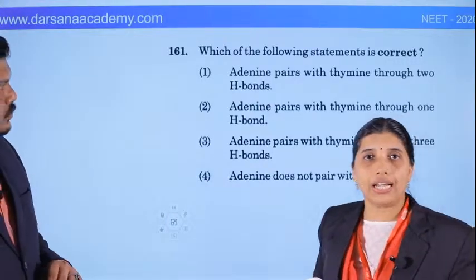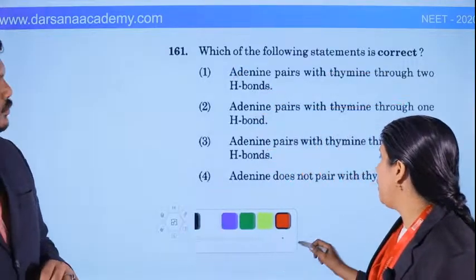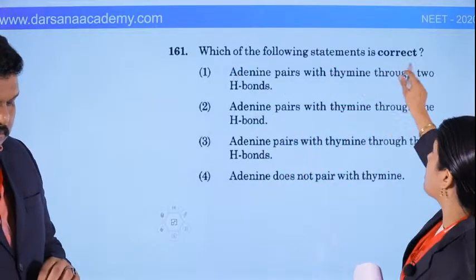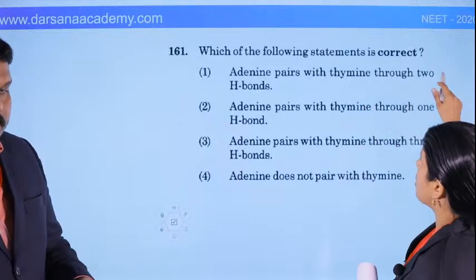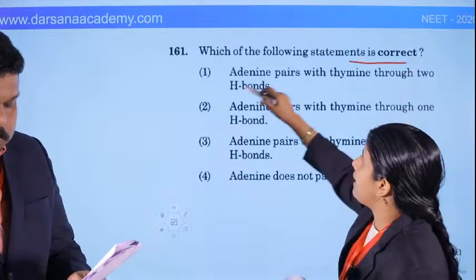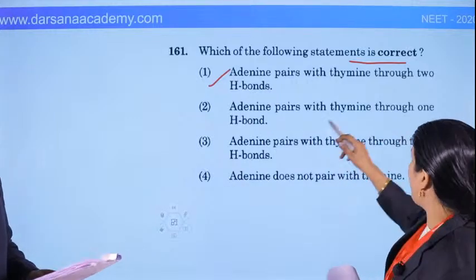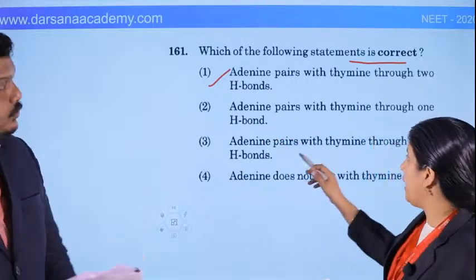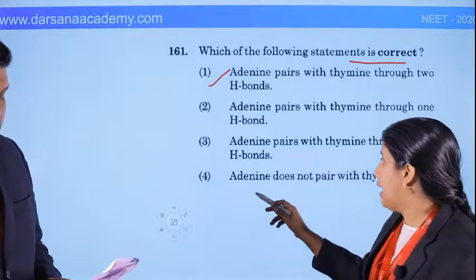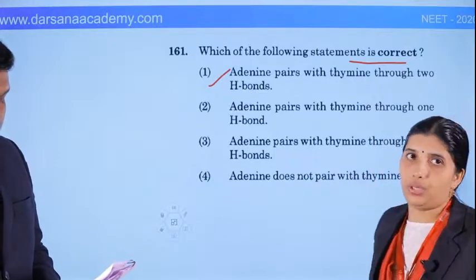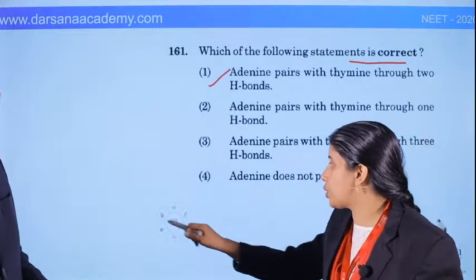And next question is connected with biomolecules and molecular basis of inheritance. What's the question? Which of the following statements is correct? Adenine pairs with thymine through 2 hydrogen bonds. Yes, of course, that is correct. A-T by 2 hydrogen bonds. Adenine pairs with thymine with 1 hydrogen bond? No, that is wrong. Adenine pairs with thymine through 3 hydrogen bonds? No, that is between G and C. Adenine does not pair with? No. Which is the answer for this question 161? 1 is the correct answer.